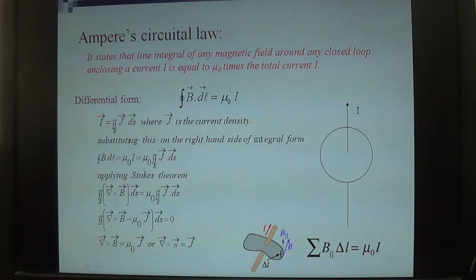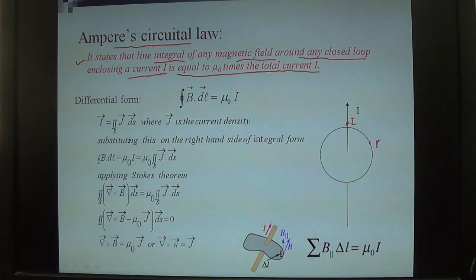This is Ampere's circuit law, or simply Ampere's law. It states that the line integral of any magnetic field around any closed loop enclosing a current I is equal to mu naught times the total current I. You know that when a current flows through a conductor, a magnetic field is produced.